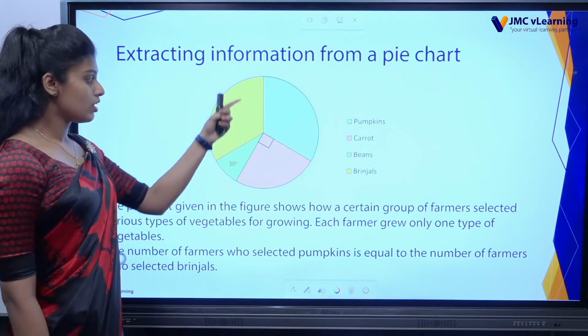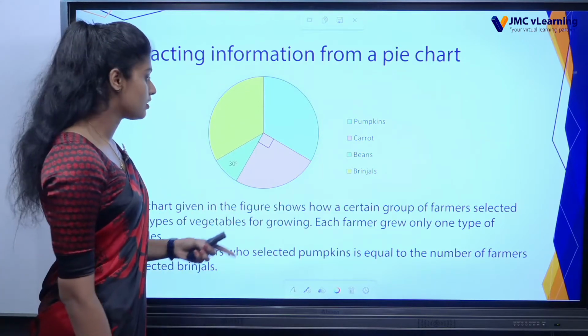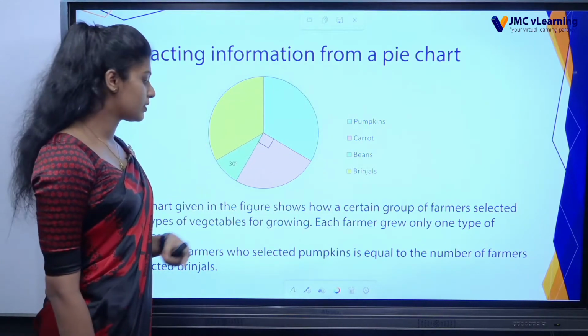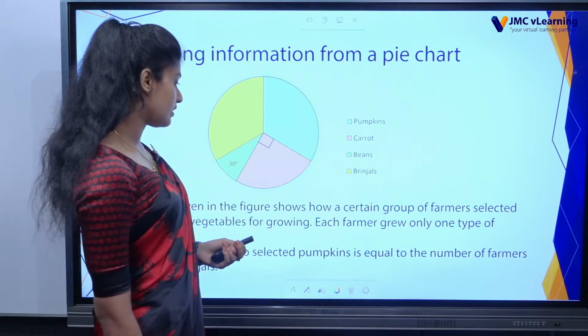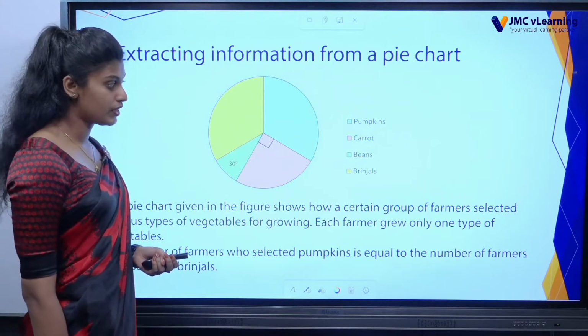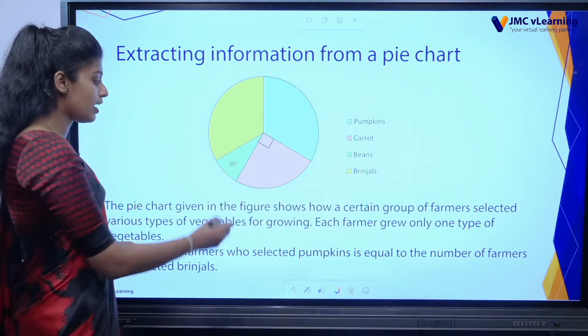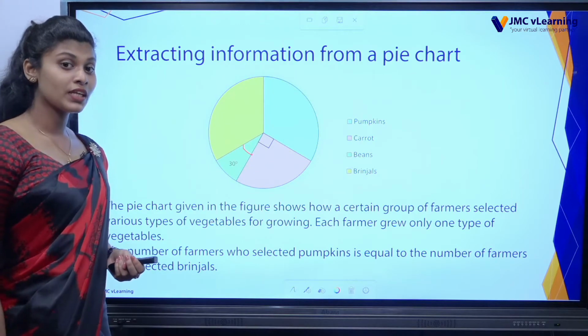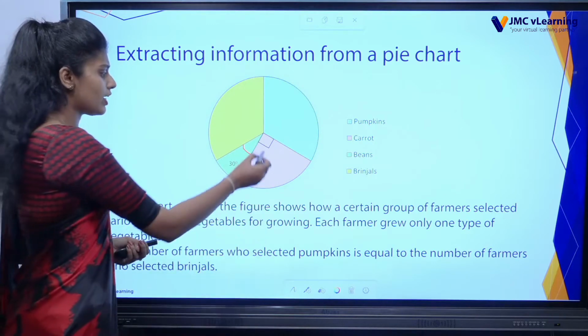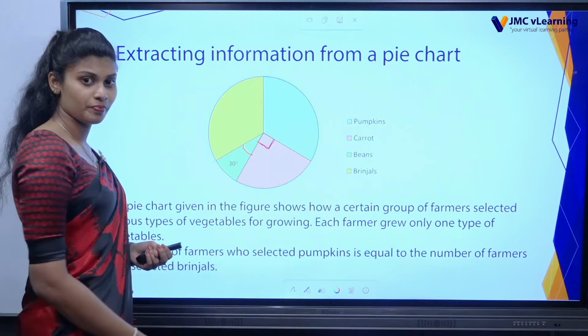This yellow color is showing brinjals, blue color is showing pumpkins, green color is showing beans, pink color is showing carrot. Here they have given that this magnitude is equal to 30 degrees. And what is the meaning of this part?